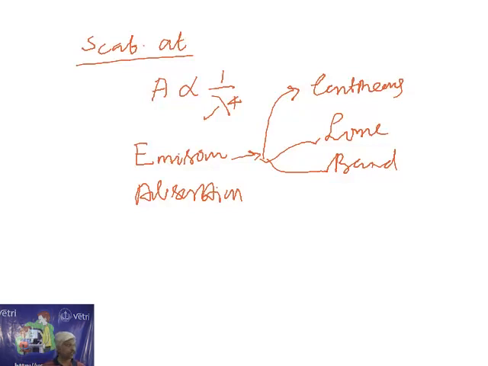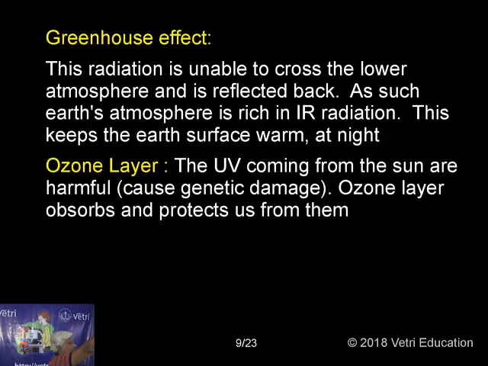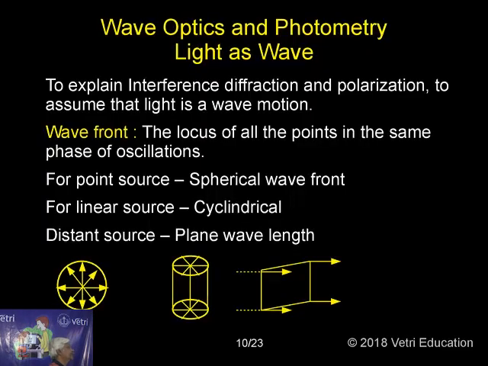Similarly, the blood solution is an example for band absorption spectra. If it is passed, the bands are absorbed by the absorbing material, so we are getting some bands absent. So these are all called the line and band absorption spectra. So you have to keep this in mind. So next we can pass on to wave optics and the photometric light as waves.